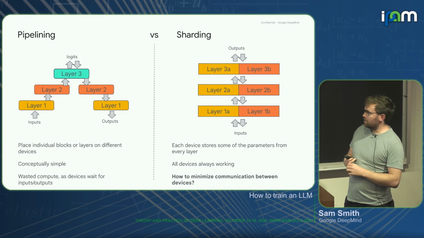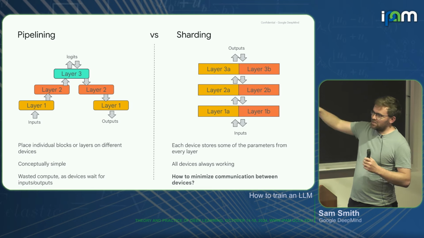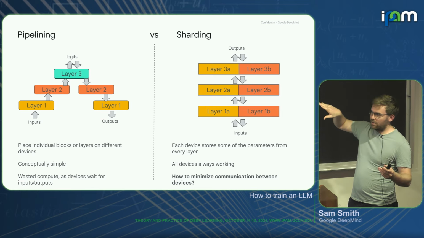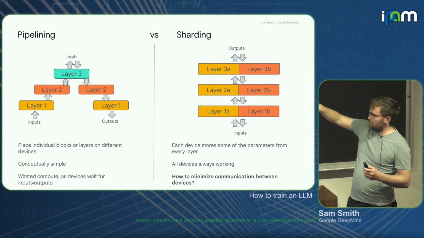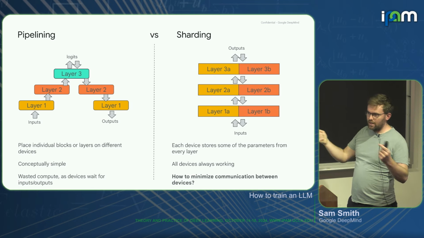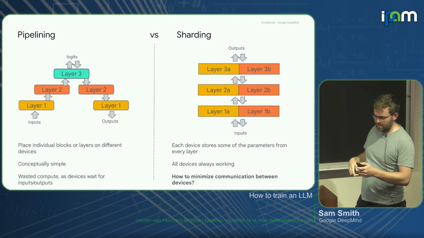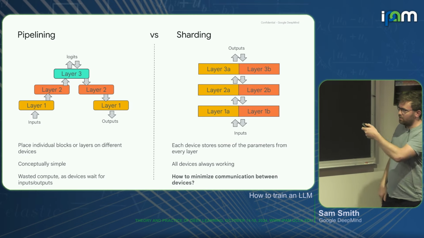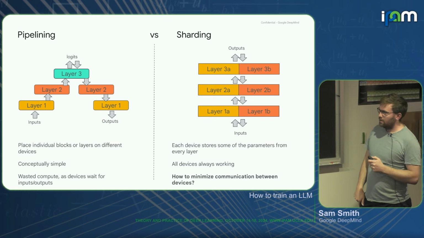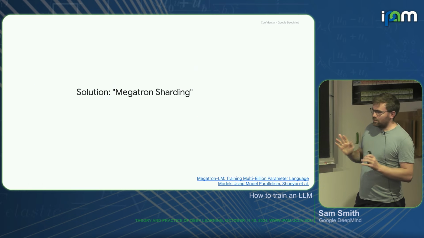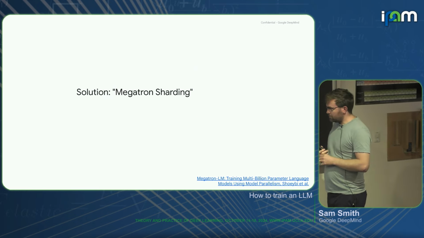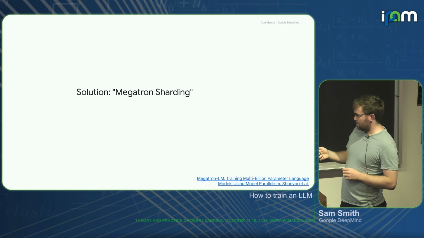But now the big mystery is, OK, communication between different devices is going to be very slow. So how can we do this in such a way that we minimize how often we have to communicate between different devices? That's why it wasn't obvious to people that this scheme on the right could work. The solution is actually really nice and really clean. It's called Megatron sharding. It came from this paper at the bottom.